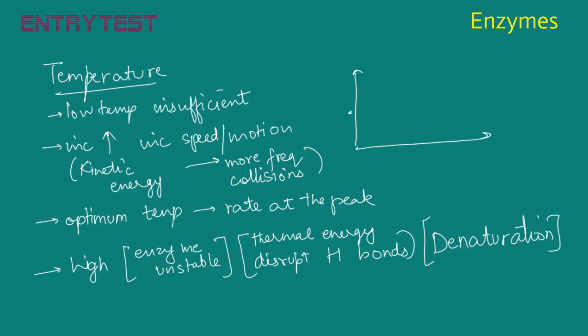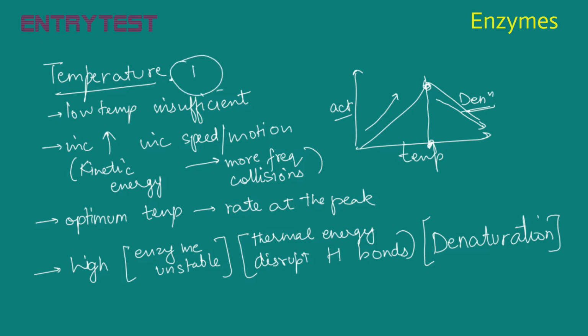So if you want to draw a graph between the activity and the temperature, it's going to look like this. It increases slowly, and this would be the optimum temperature. This is the peak of the activity, and then it will start decreasing in stability as well. And this process is the denaturation. So that is factor number one, which is temperature.